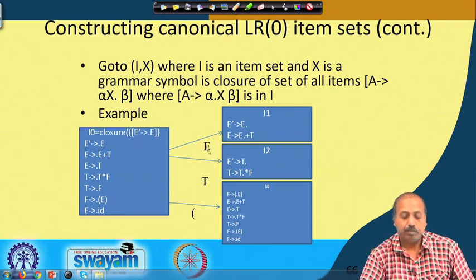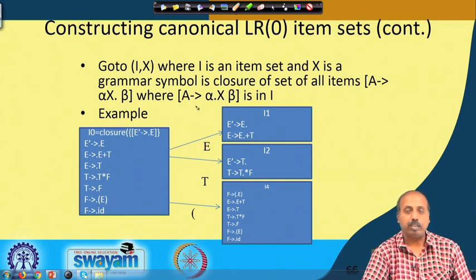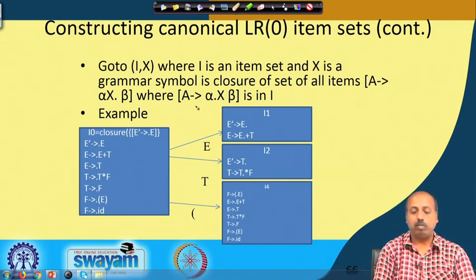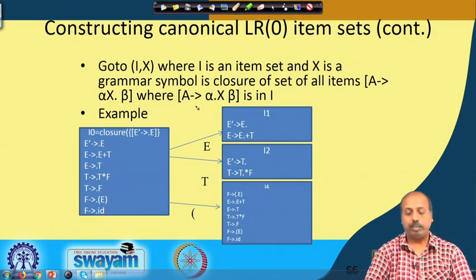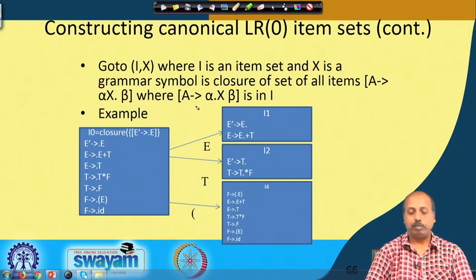So, this way, from a particular state you can define your gotos on different terminals and non terminals, and accordingly you can derive new states that the parser can go to.